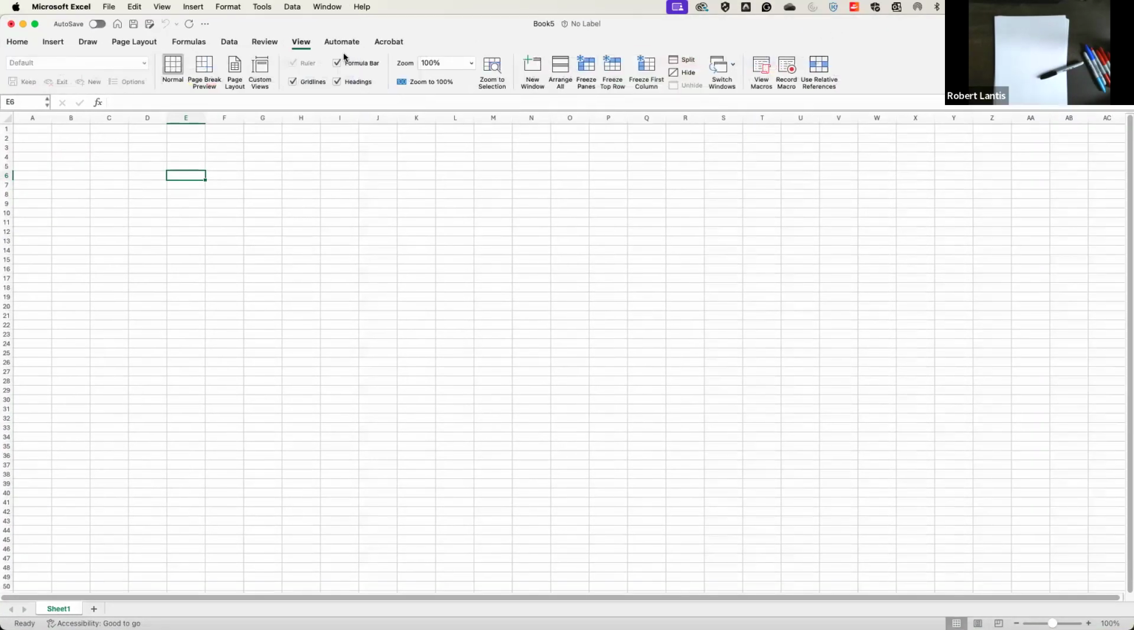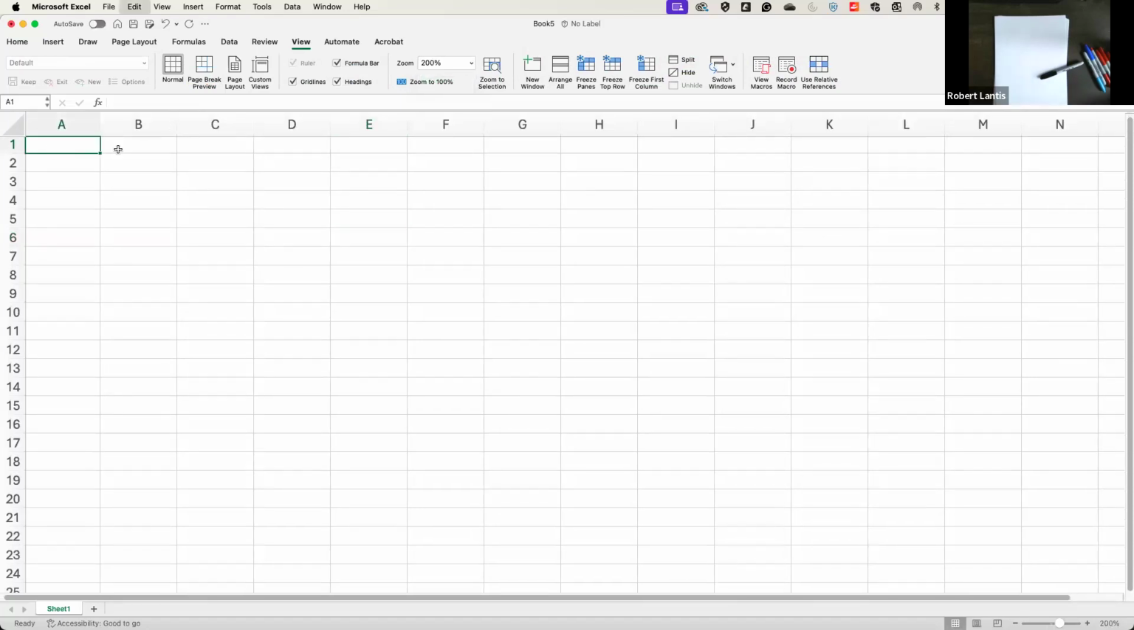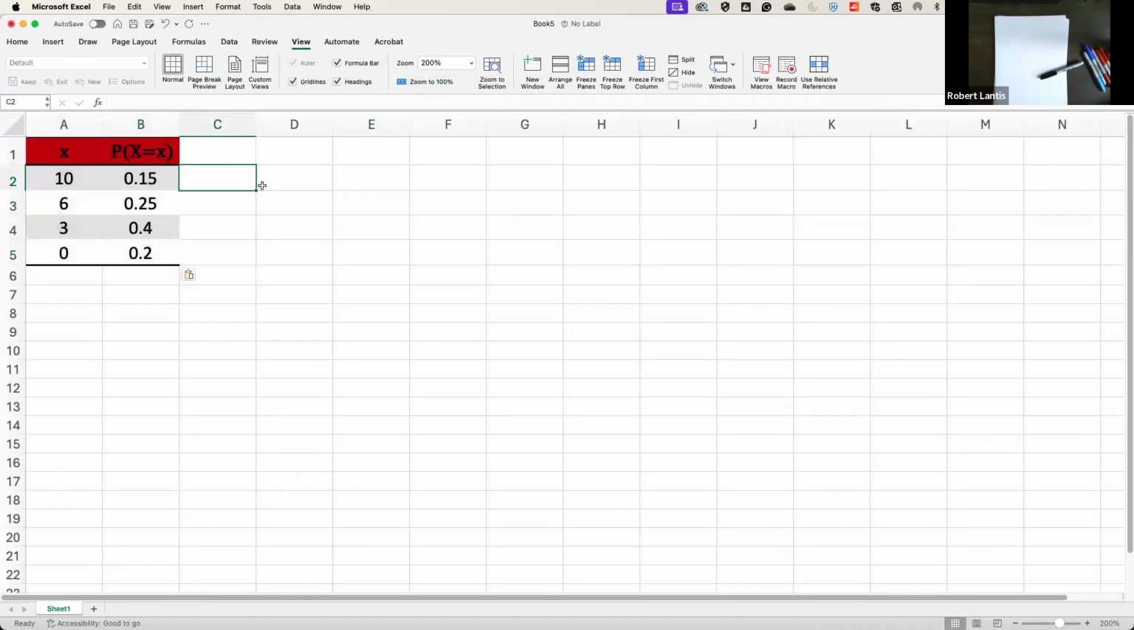We'll zoom in. So I just have a blank open Excel file. That was what was in the slides. So how do I find my weighted variance? Or sorry, let's do my weighted mean first.